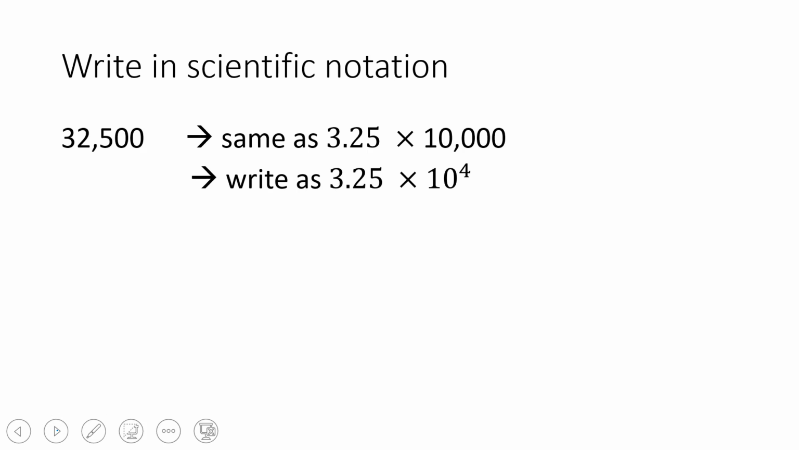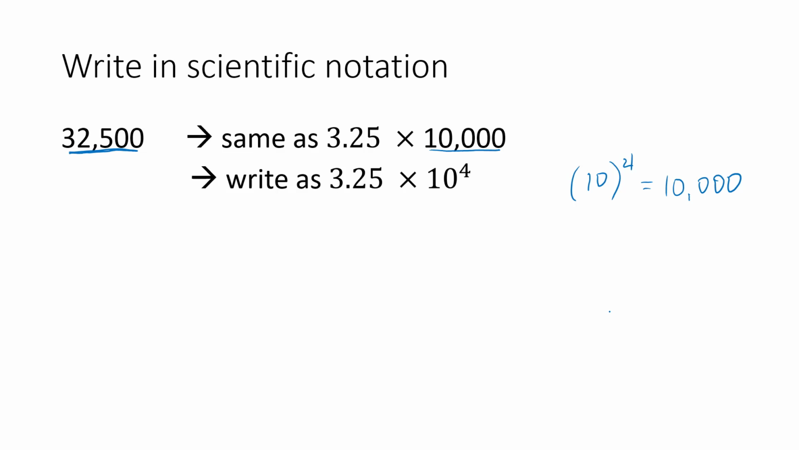So if we want to write this number in scientific notation, the way we think about it is, that's the same as 3.25 times 10,000. If we did 3.25 times 10,000, we would get this original number here. So 10,000, though, we know is 10 to the 4th, because any power of 10 just tells us how many zeros there are. So 10 to the 4th equals 10,000.